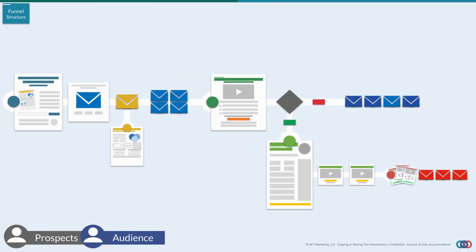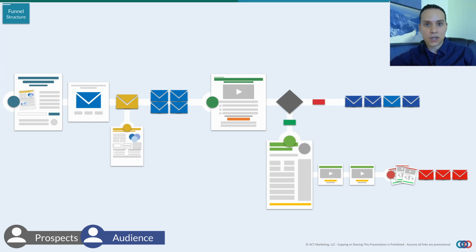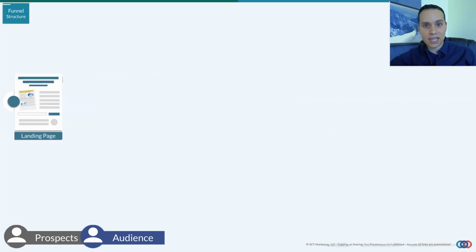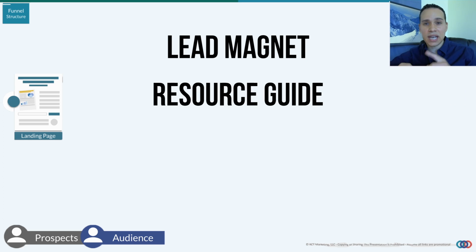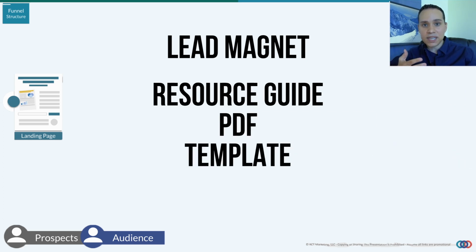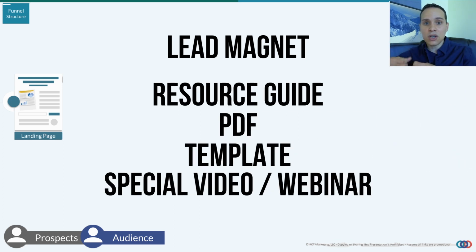Now, jumping into our diagram here, this is the funnel I recommend you use when you're just getting started. And as with any good sales funnel, it all starts with your landing page. So on your landing page, you're going to offer something called a lead magnet. So your lead magnet is going to be a resource guide, a PDF, a template. It can even be a special video or webinar.